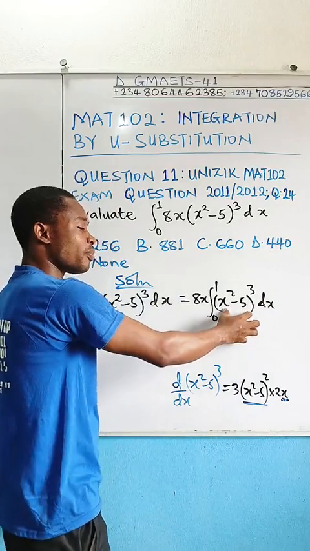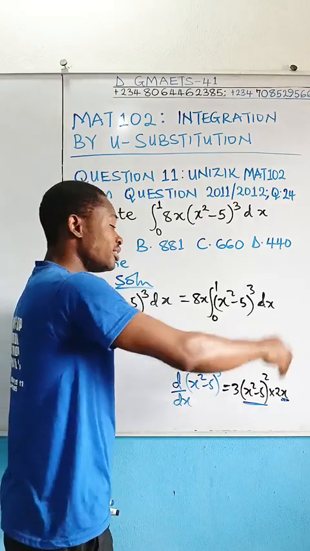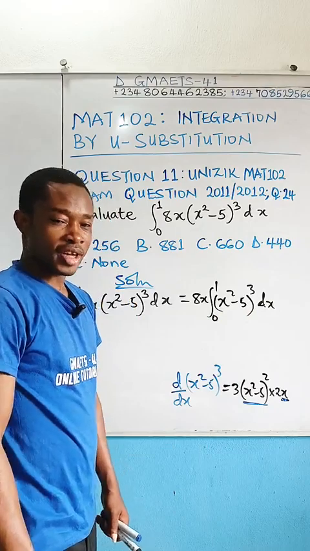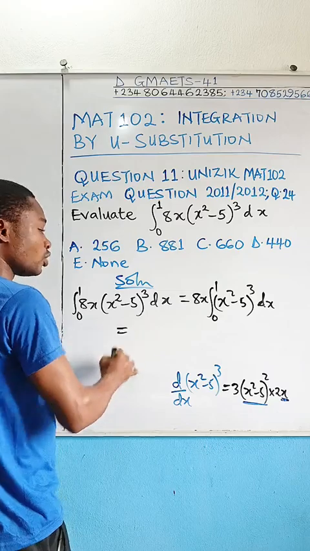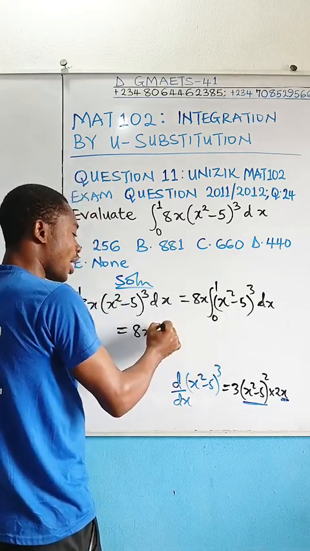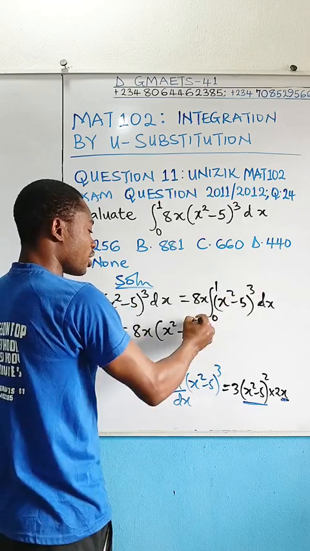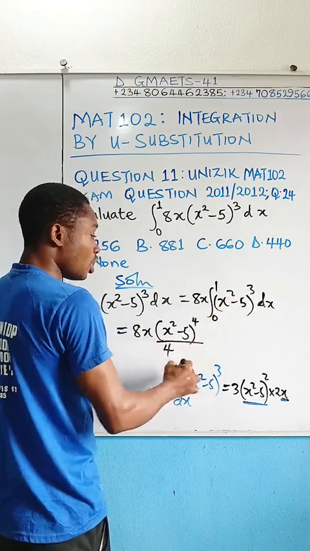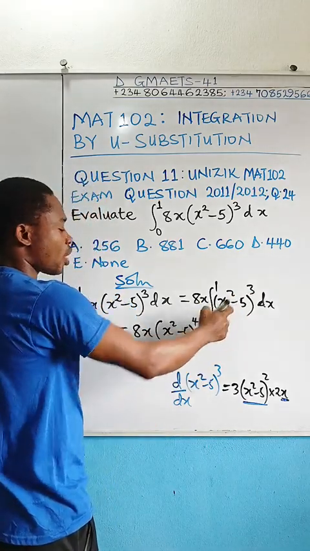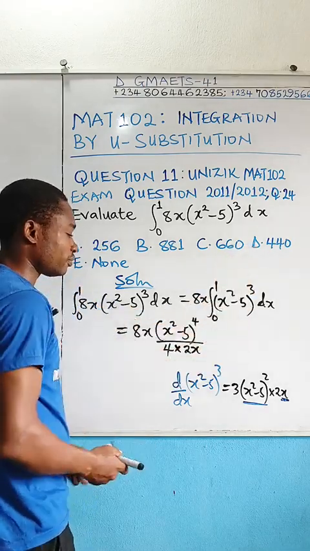Integral of this term is simply for you to add 1 to the power, divide by the power, and then differentiate the minor function in the denominator. Do you get that? So that is going to give us equal to 8x. If I integrate this, I'm going to add 1 to it, which is x squared minus 5. Add 1 to power 3, you get power 4. Divide by that power 4. Then move on and differentiate this x squared minus 5. If you differentiate x squared minus 5, you're going to get 2x. This is 0 already, it will go off.